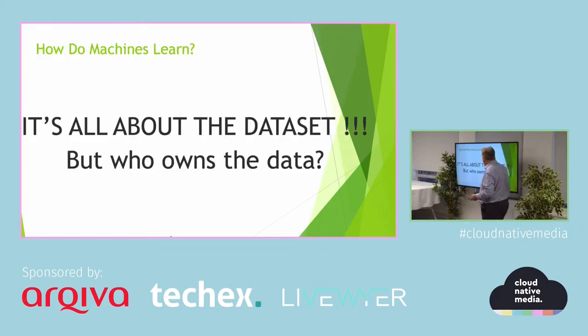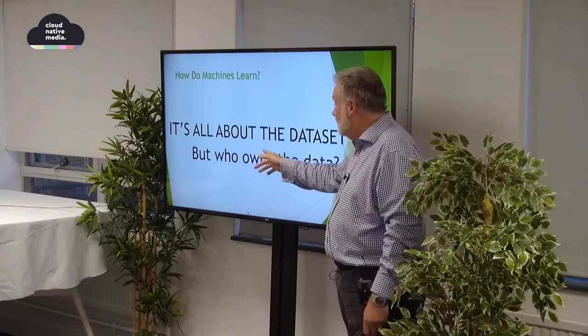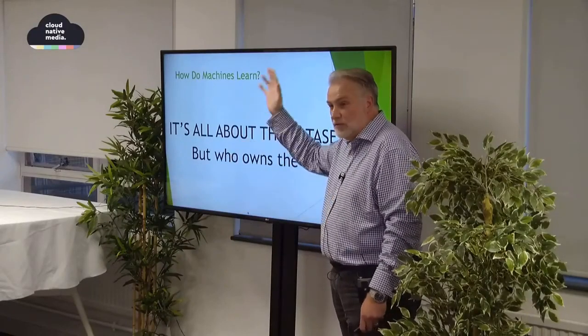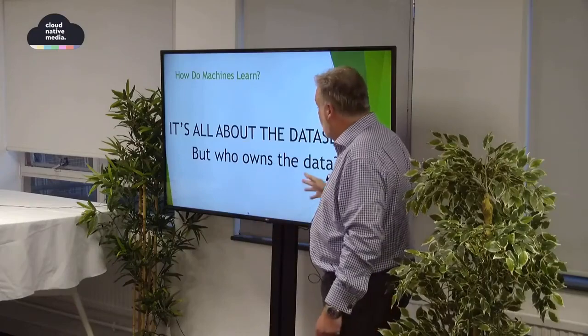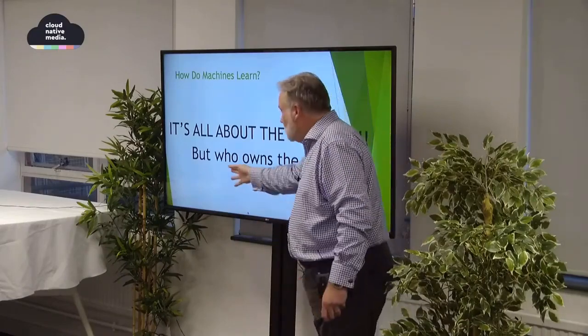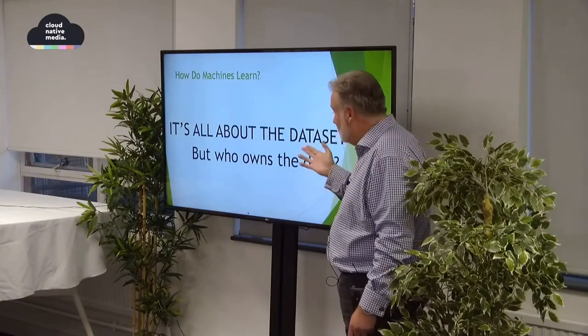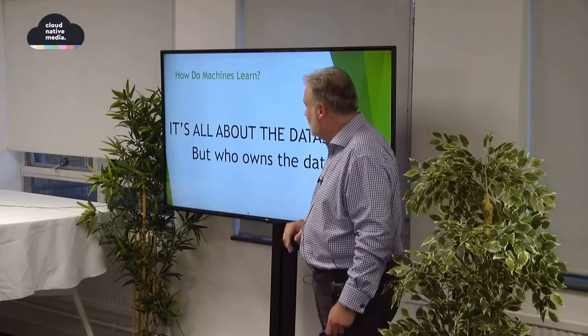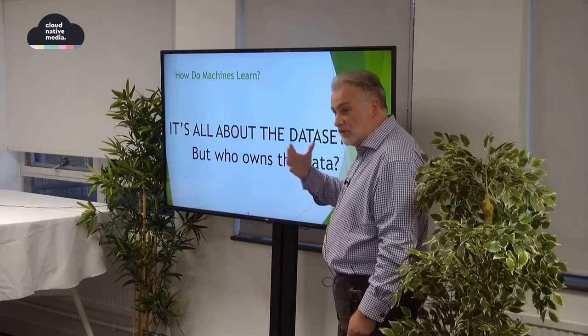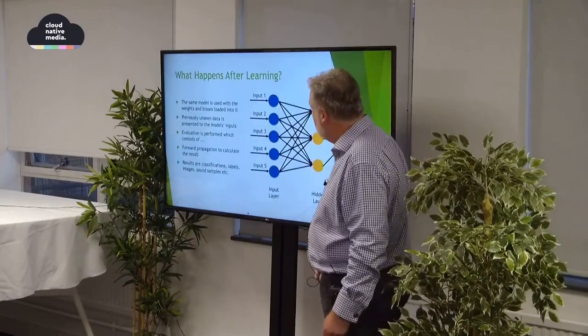So, how do machines learn? That's the answer. It's all about the data, right? You must get the data set right. But the other question is, who owns the data? And this is the really difficult bit, because in academia it's great because we have all these data sets that we can use, because they're available for research. When you start building products, you have to find out who owns the data. And that can often be a very interesting question. And philosophically, that gets very deep very quickly.